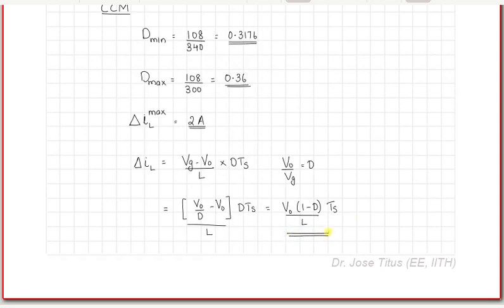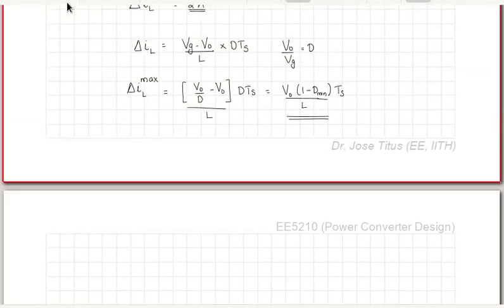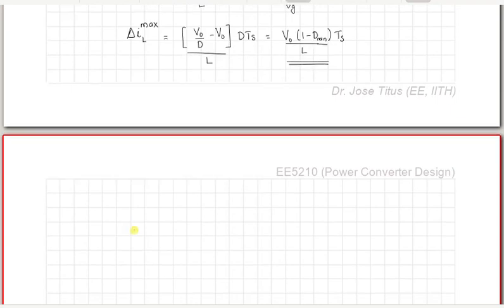From this expression, now it is clear that delta IL will be maximum at what value of D? It will be maximum at the minimum value of D, right? So this value is D minimum, and then Ts. Right, so now we have all the necessary information.